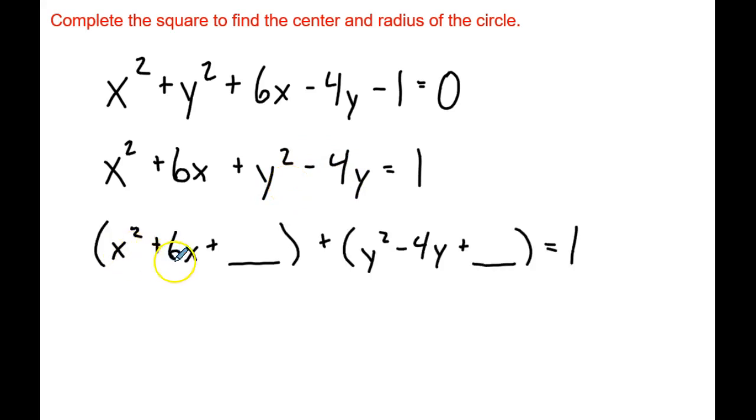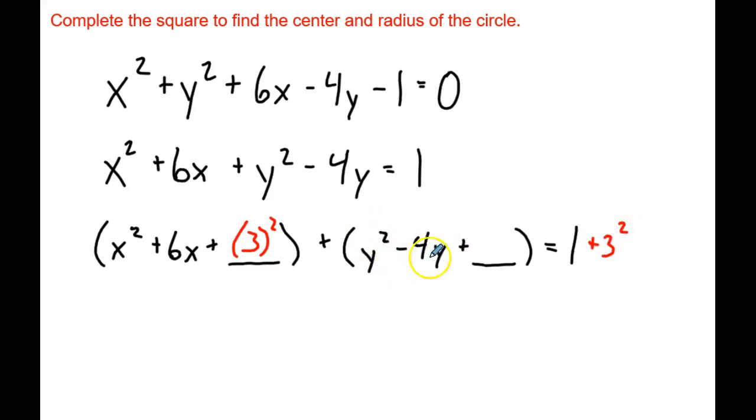So we have x squared plus 6x. We're going to take our b value, which is 6, and divide that by 2. So we get 6 divided by 2, which is 3. And we're going to square that quantity. If we add that value on the left side of the equation, we need to add that value to the right side of the equation as well. So we need to add 3 squared.